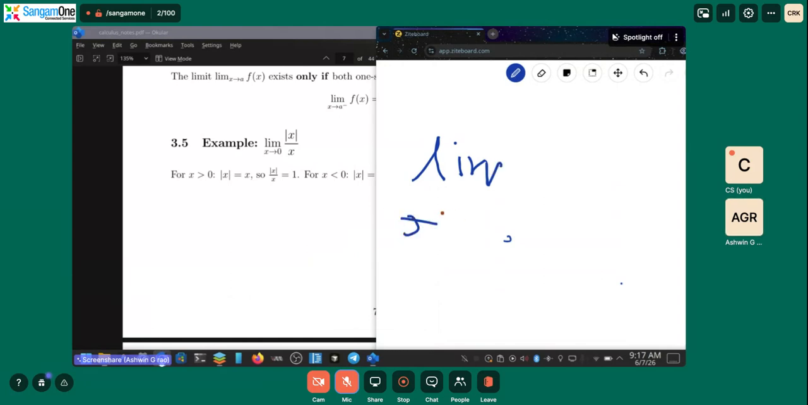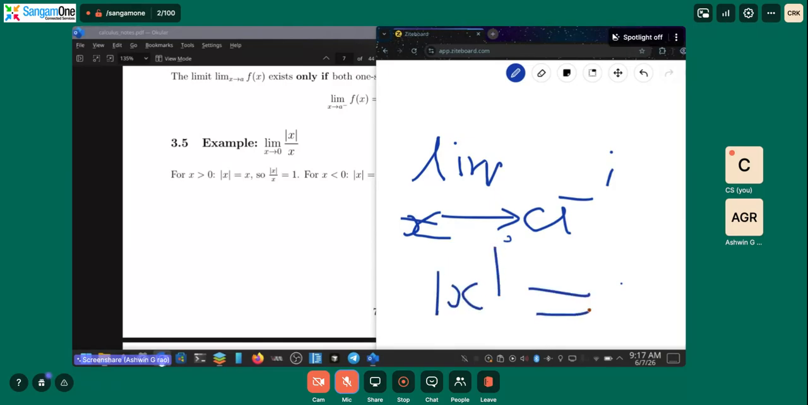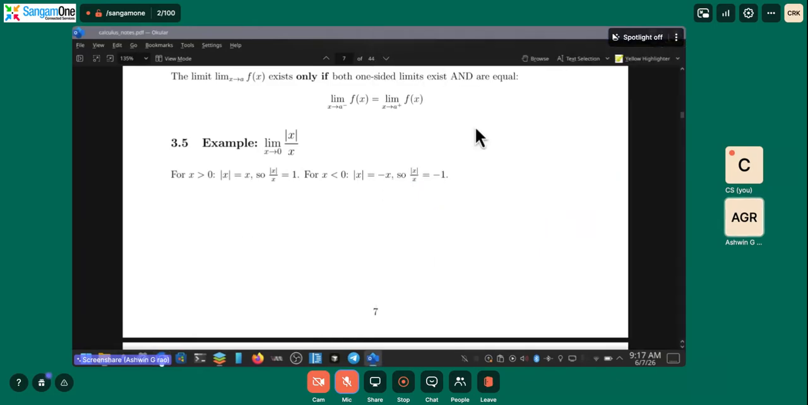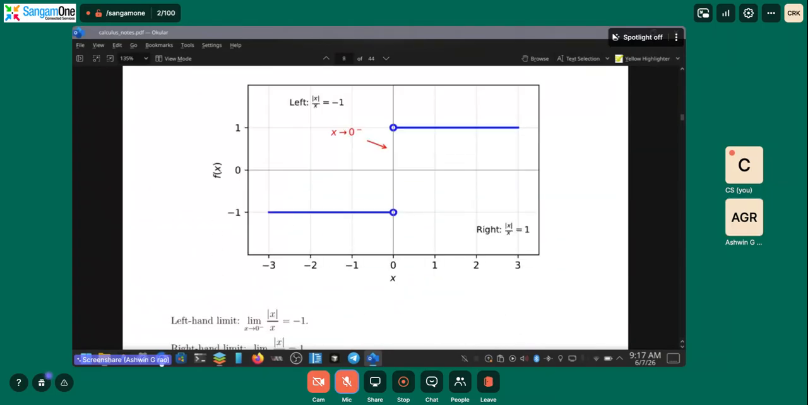Let's do it again. For x tends to 0 minus, mod x is equal to minus x, as you can see here. So mod x divided by x is equal to minus 1. This is the graph.